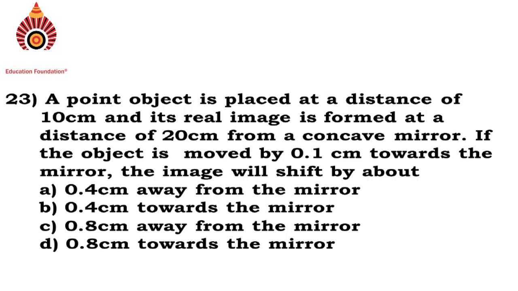A point object is placed at a distance of 10 centimeter and its real image is formed at a distance of 20 centimeter from a concave mirror. If the object is moved by 0.1 centimeter towards the mirror, the image will shift by about.